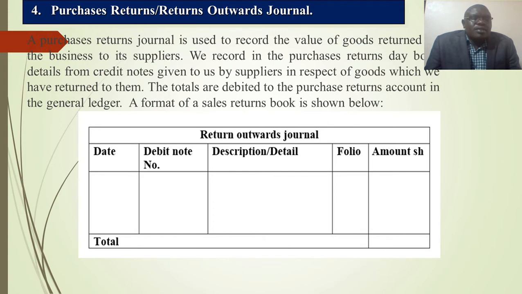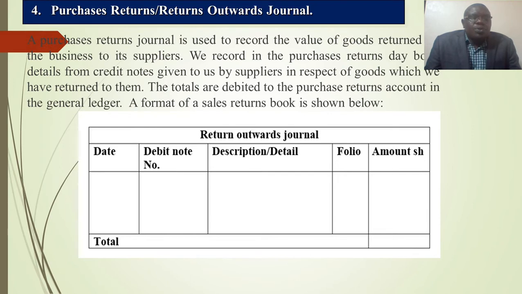So just like the sales returns journal, the purchases returns journal is a book where we record transactions pertaining to goods which we have returned back to suppliers. So when suppliers supply goods to us, sometimes those goods do not meet our specifications. So when they don't meet our specifications, we also have that right. We can exercise the right of returning the goods back to the suppliers.